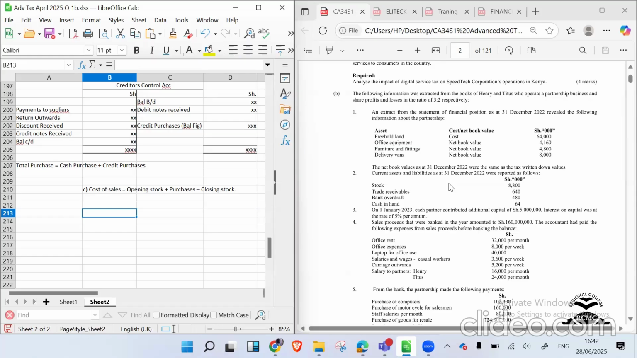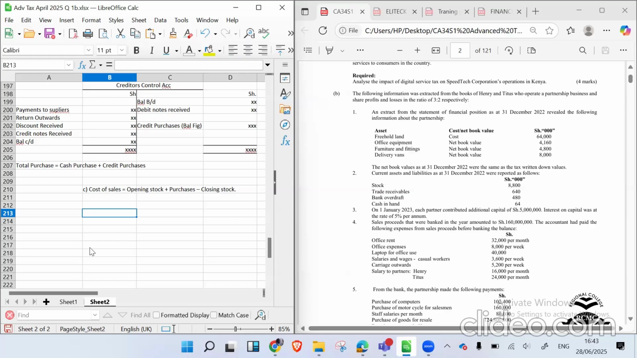Current assets and liabilities as at 31st December 2022 were reported as follows. So as at 31st December 2022, we have stock, debtors, bank overdraft, cash in hand. On 1st January 2023, each partner contributed additional capital of 5 million. Interest on capital was at the rate of 5% per annum. Sales proceeds that were banked in the year amounted to 160 million. The accountant had paid the following expenses from sales proceeds before banking the balance.